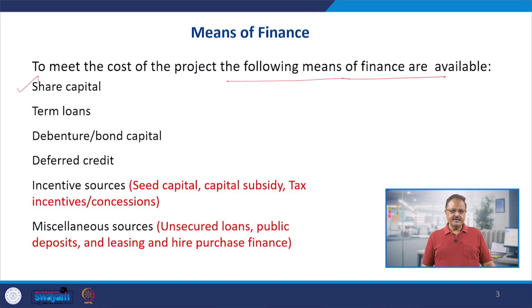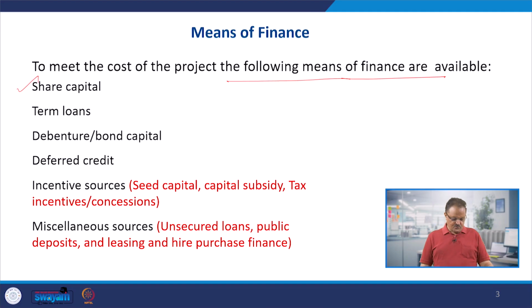Seed capital is basically a kind of loan which has to be returned by the firm later on to the government or to the funding agency. Capital subsidy is a permanent support and does not have to be returned. It's the government's contribution for that project. Tax incentives and concessions are also there. Many times tax concessions and incentives are announced by the government to support industrialization in any particular area, maybe a district or a state or any particular territory which the government wants to support. So the incentive sources also provide a sufficient amount of finance.